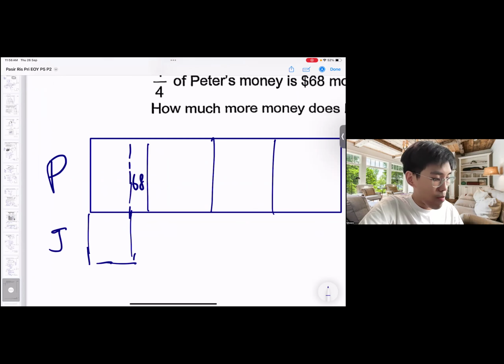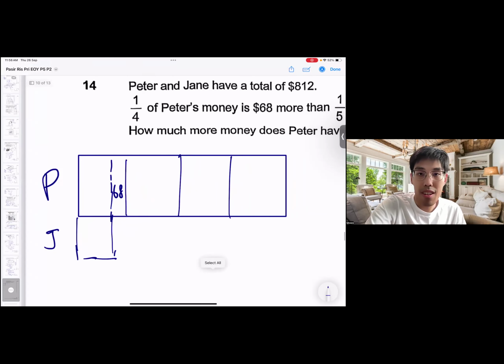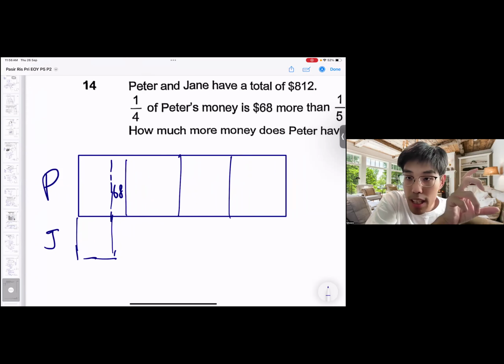This is Jane. Can I understand? Okay, so this is 1/5 of Jane's money. That means the bottom 1 unit is 1 unit of Jane. And Jane has how many? She has 5. Jane has 5 units.